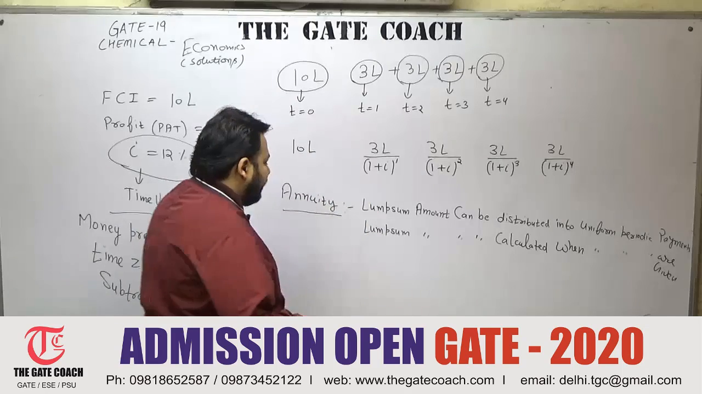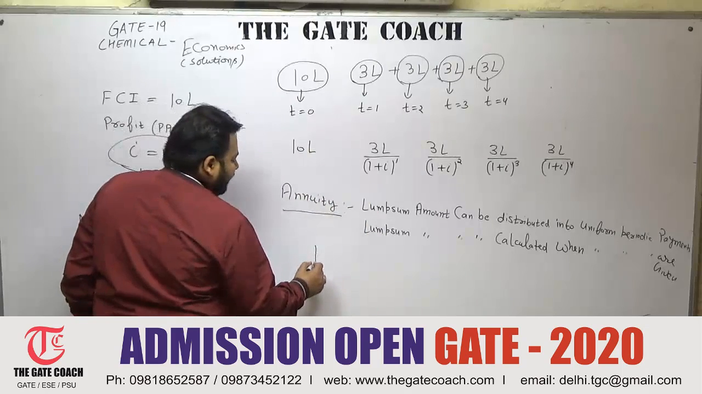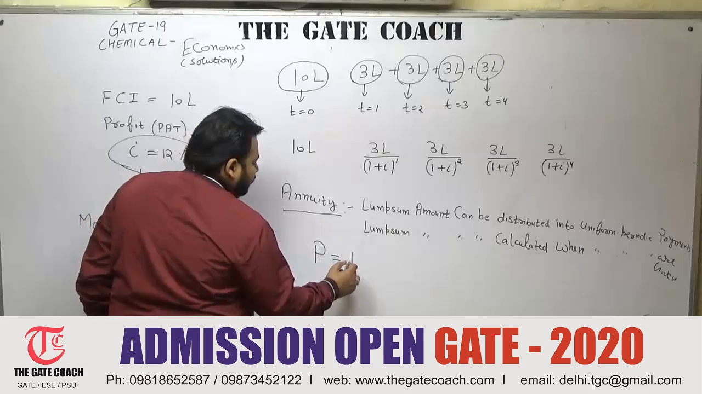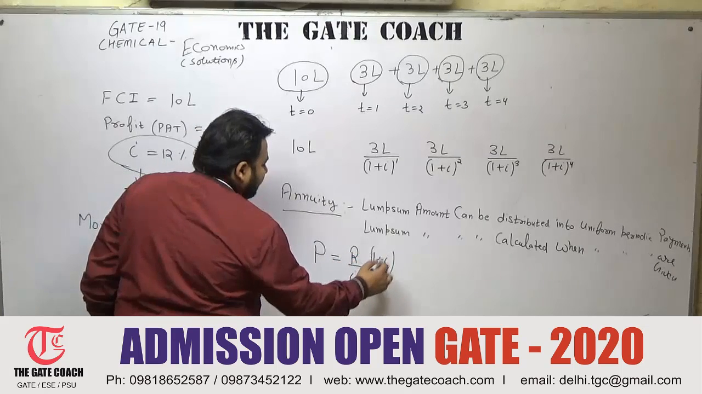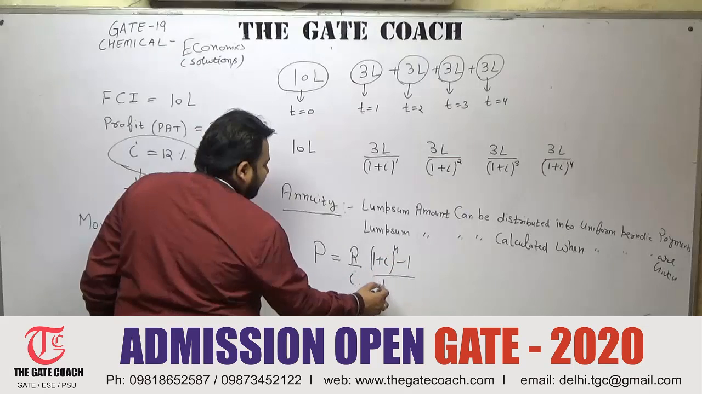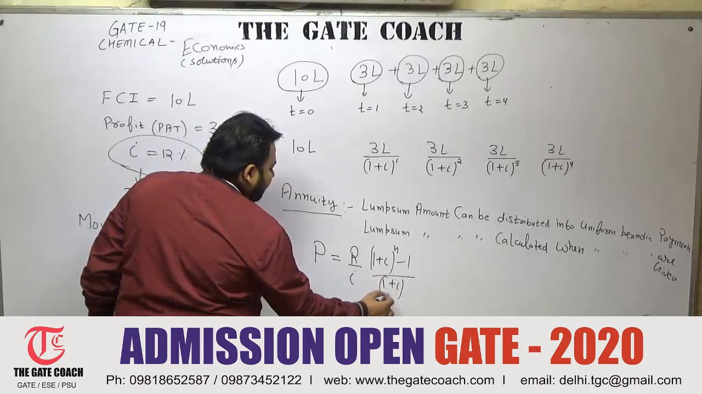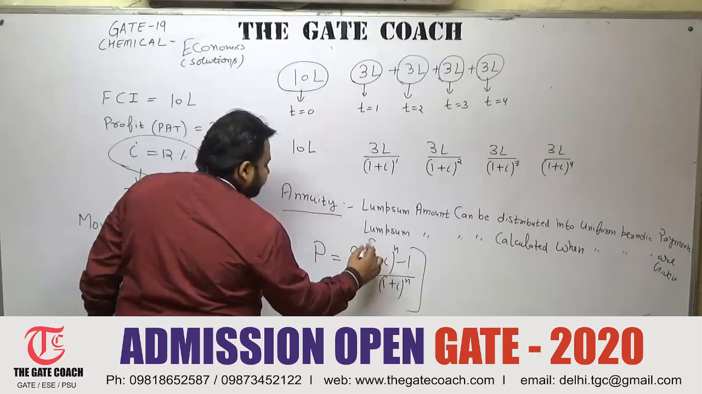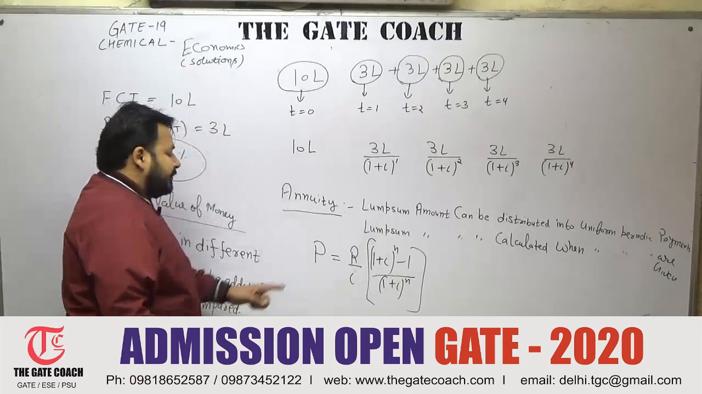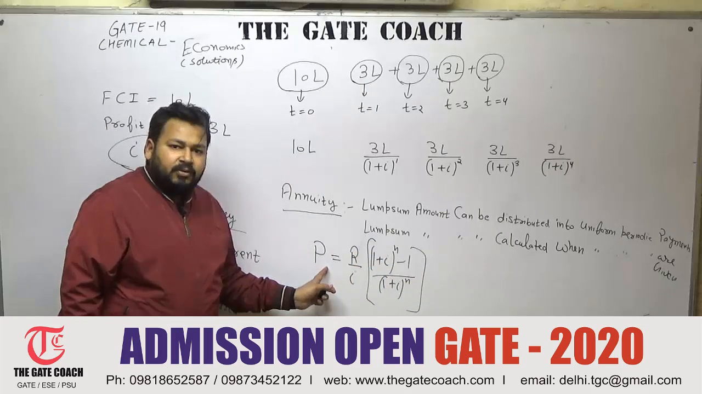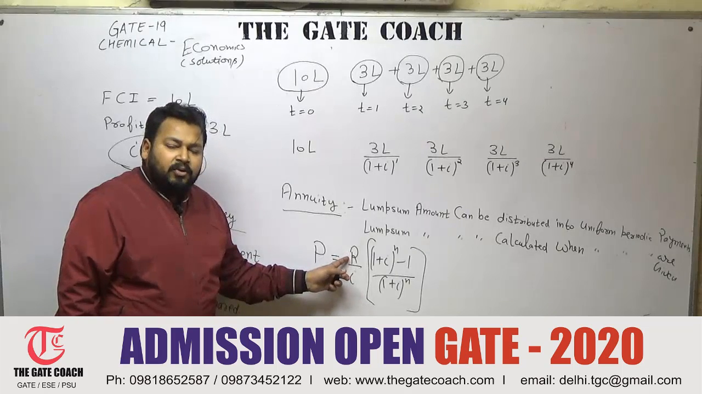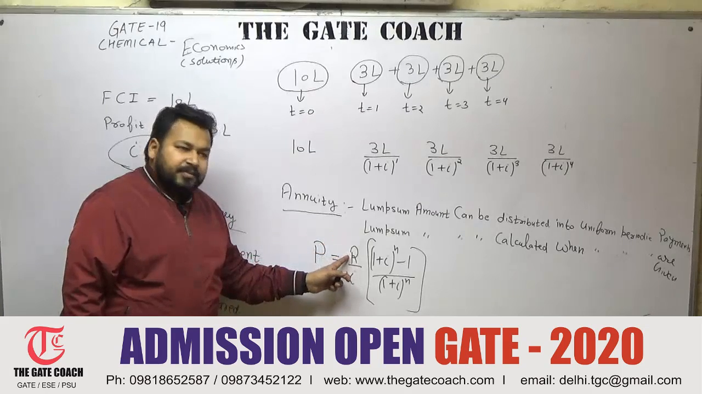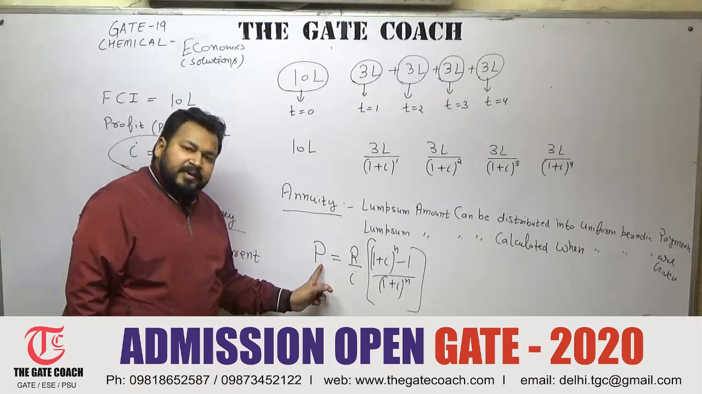For annuity, we have a very simple formula: P equals R by i, multiplied by (1 plus i) to the power n minus 1, divided by (1 plus i) to the power n. Here P is the present value, or the lump sum amount, and R is the annuity amount, or the uniform periodic payments. So if uniform periodic payments are given, then the lump sum can be calculated.